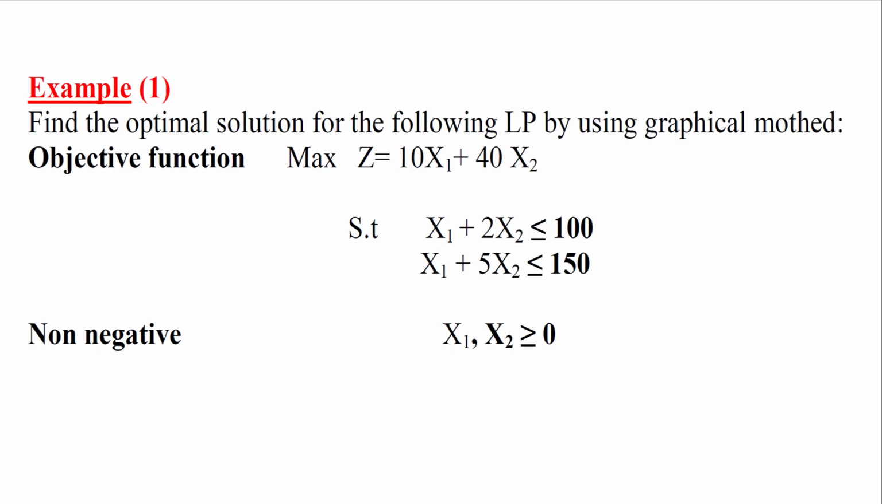We here see two constraints. The first constraint: x1 plus 2x2 less than or equal to 100. Constraint 2: x1 plus 5x2 less than or equal to 150, and the non-negative constraint: x1 and x2 greater than or equal to 0.